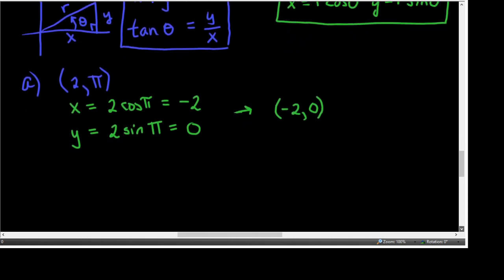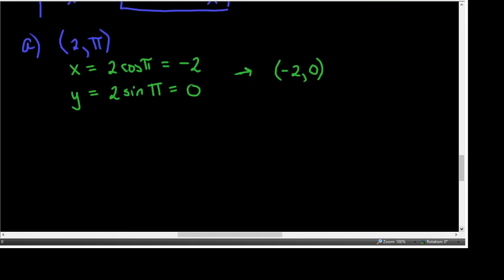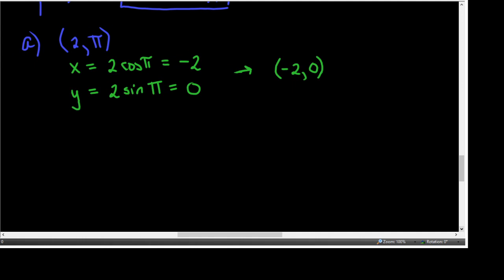So for part B, we're going from polar to rectangular again. The given coordinate is (square root of 3, pi over 6). So again, using the green equations from above, x is r, square root of 3, cosine of theta, which is pi over 6.